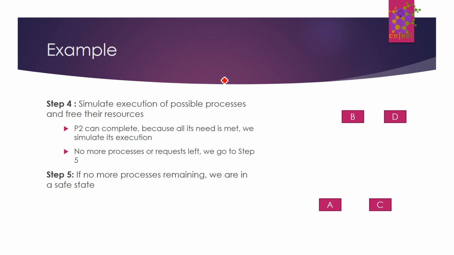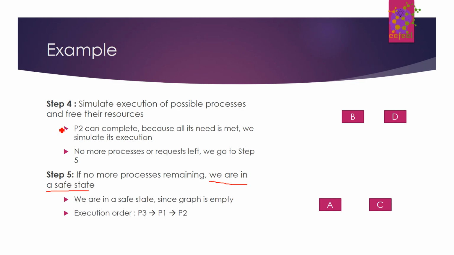If let's say we had some processes still left in the graph and we were unable to execute or complete them, we would have been in an unsafe state. So cool, the output of the algorithm is we are in a safe state. And let's see the execution order of the processes. If you remember, the way we executed is we executed P3 first, then P1 and P2. So this is the execution order, and we are finally done with applying the algorithm on the example.